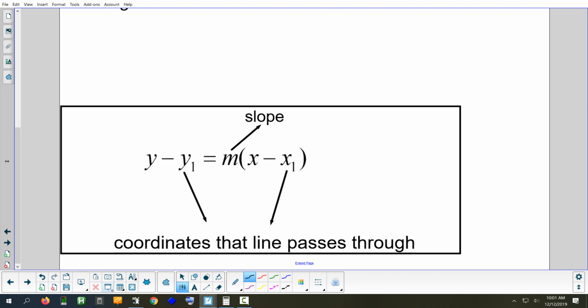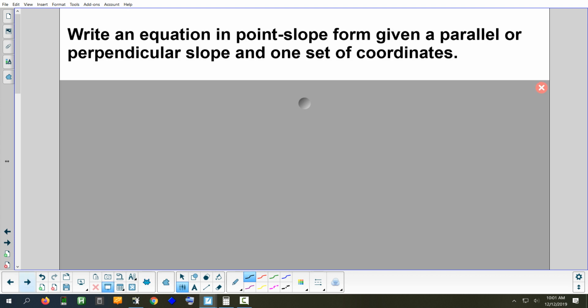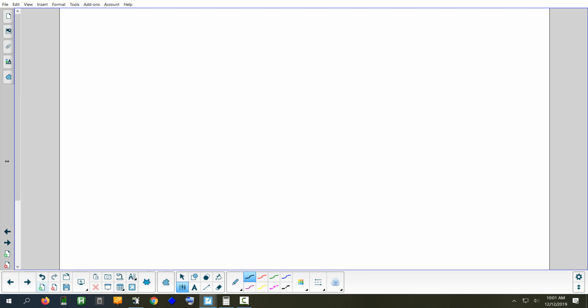Okay, so remember, m is the slope, x1 and y1 is a coordinate that you're given. So we're going to write an equation in point slope form for lines that are parallel. Does anyone know what that means, two lines that are parallel? Yep. Will never touch. Right. They never cross. They look like that.